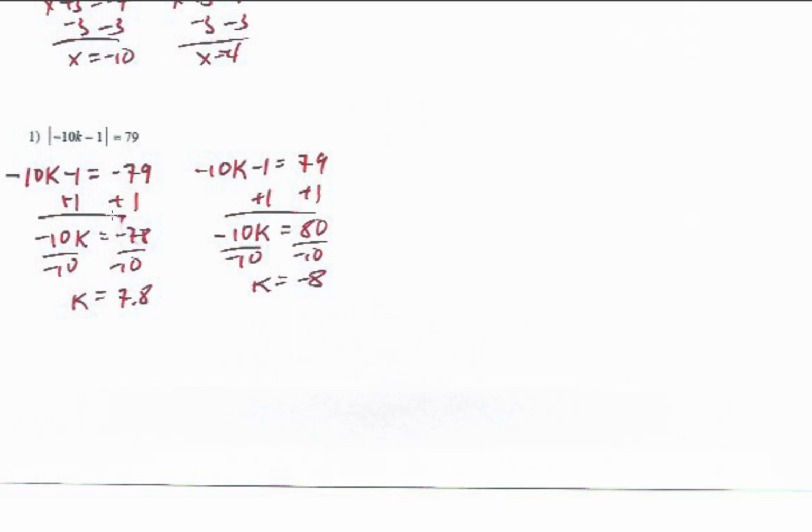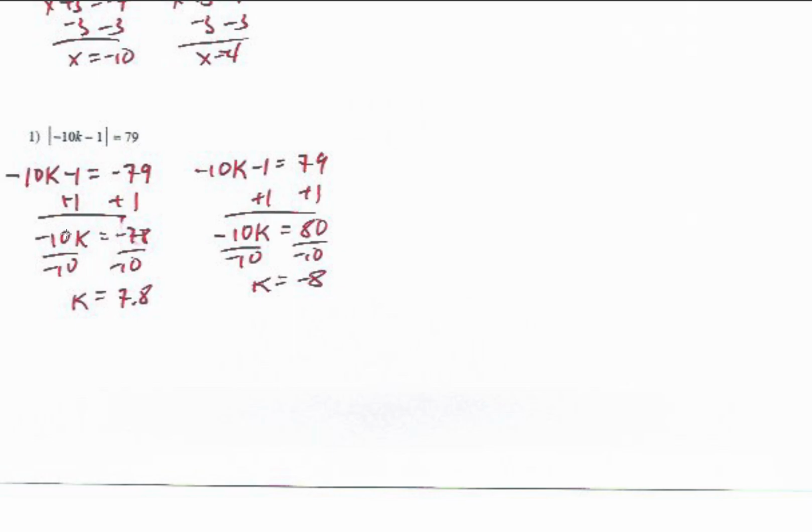Just remember, with absolute value, it could be the negative or it could be the positive, because it means distance from 0. And the distance on the negative side is the same exact distance as on the positive side, as long as the 79s are the same. Negative 79, positive 79, both 79 units away from the origin.